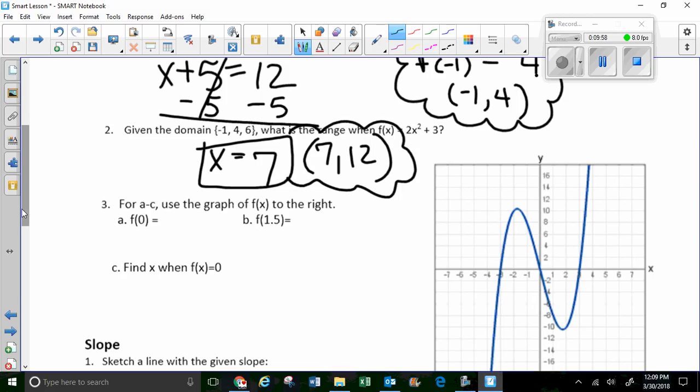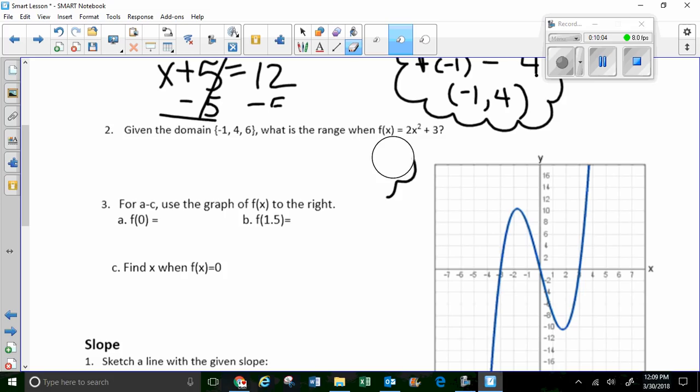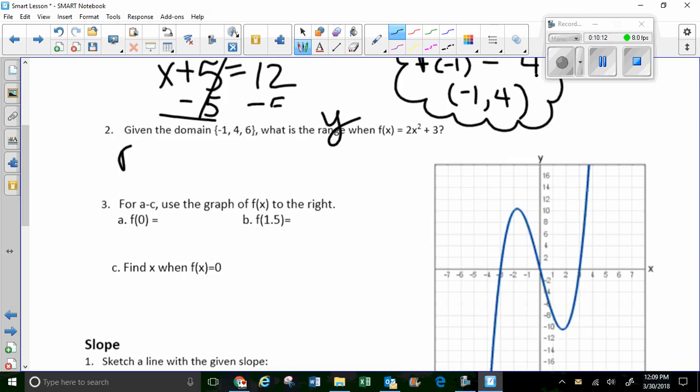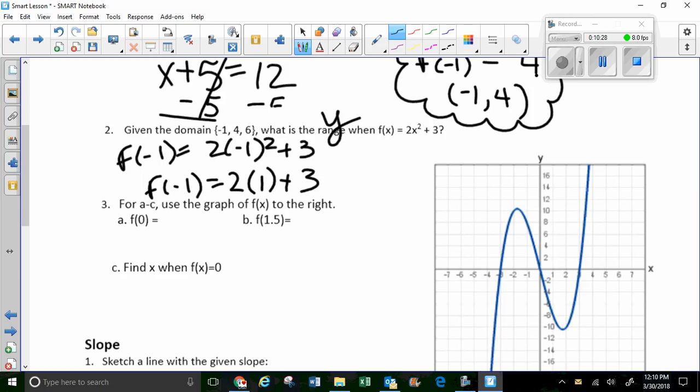Now for number 3, we're going to use, oops, I wrote over something. Okay. So given the domain of -1, 4, and 6, what is the range, aka what's the y value? So we're going to plug in each of these x values. -1, so put parentheses around -1, of course. So when I plug that in, I'm going to get 2 times (-1) squared, which is +1. 2 times 1 is 2, and 2 plus 3 is 5. So there's our first range value.